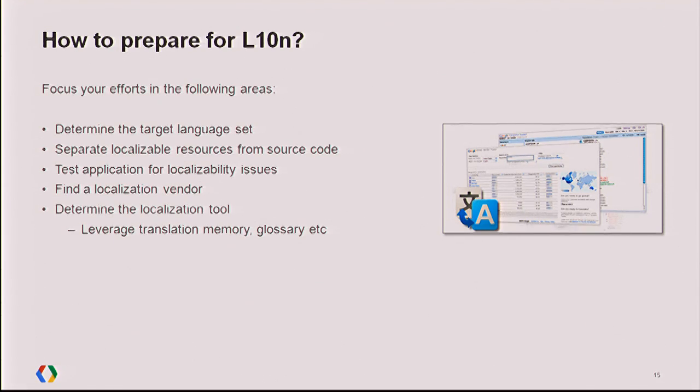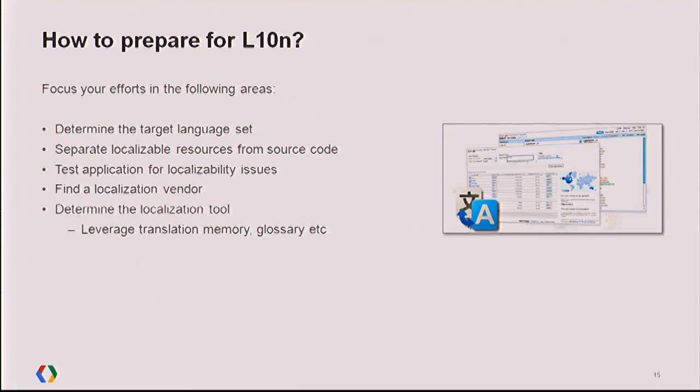Second is separating localizable resources from your source code. And again, we saw on the global architecture design, that was essentially the third set of boxes. And that is very critical for you to have a good localized experience. You don't want hard-coded strings in your application to show up, especially when people are accessing it in different languages.